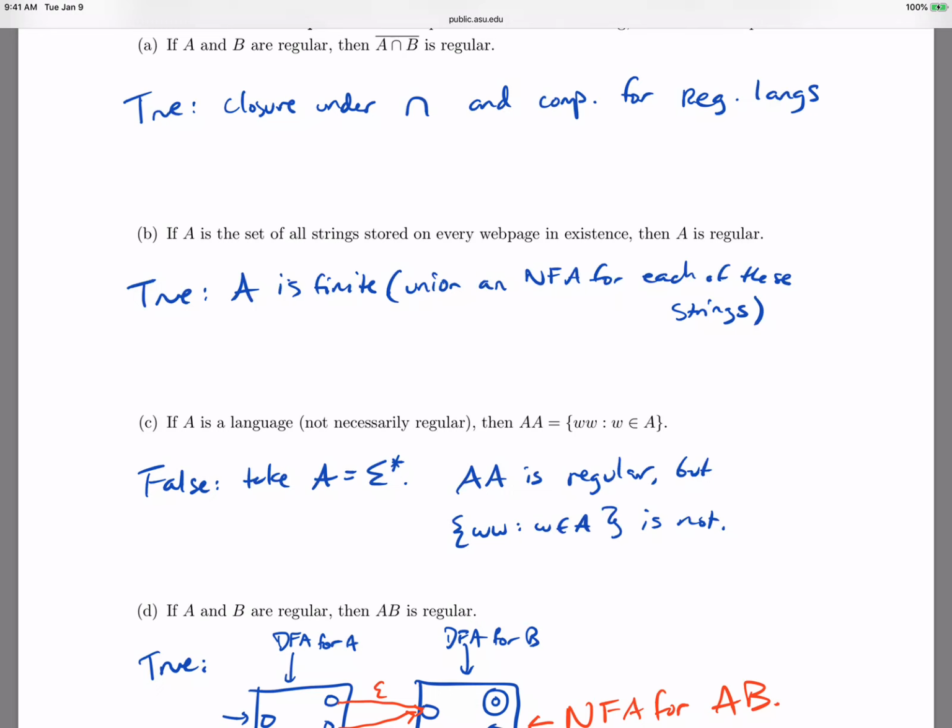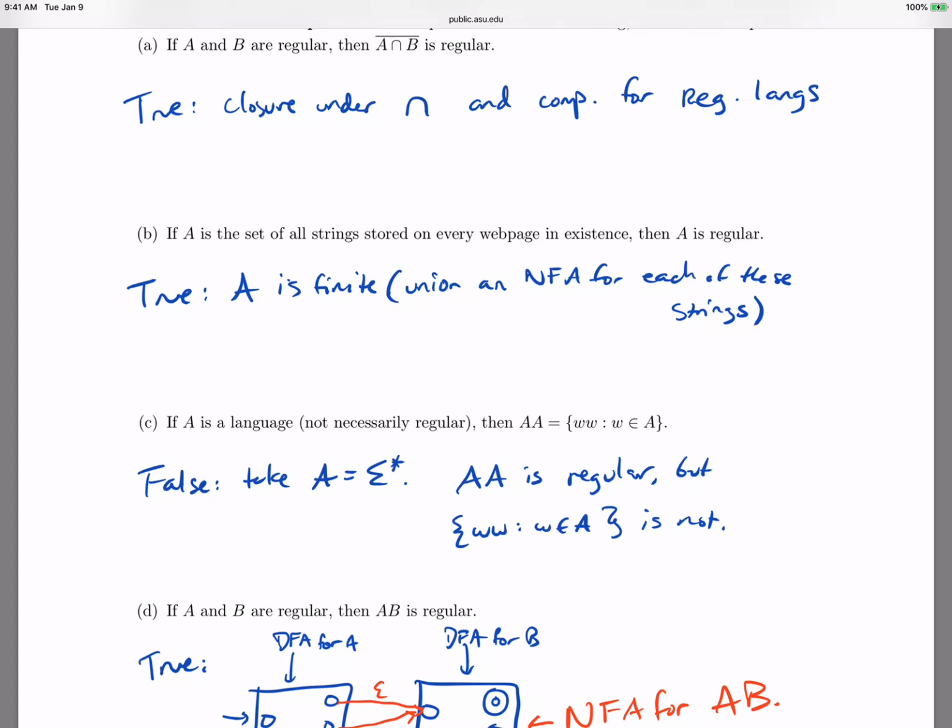If you notice that it's not the same string twice, then you can just make a small example, like A equals just the two strings 0 and 1. Not star, just 0 and 1. Then AA will have 00, 01, 10, 11. But the WW one will just be 00 and 11. They're not the same, and you're done. You can do sigma star, but it depends on the example. A small example is fine. Any example is fine.